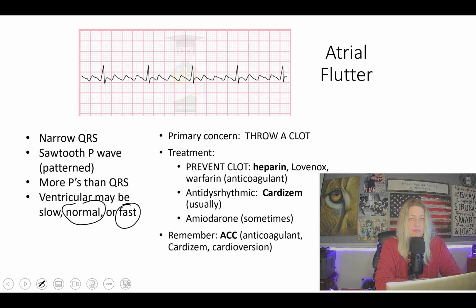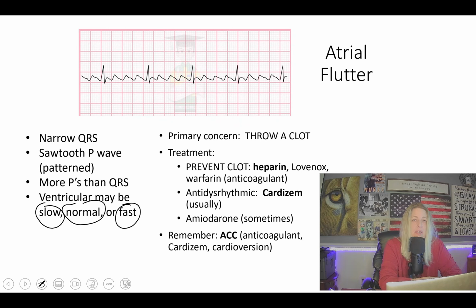And sometimes they go, yeah, no, I'm just tired, man. I'm just tired. You've been sending me too many impulses. And sometimes the ventricular rate is slow. So you cannot predict ahead of time what the ventricular rate is going to be. But the atrial rate is always very fast. And the ventricular rate is always slower than the atrial rate. So you always have more Ps than QRSs. And the QRS is narrow. And you have a sawtooth P wave. So that right there is a classic atrial flutter.